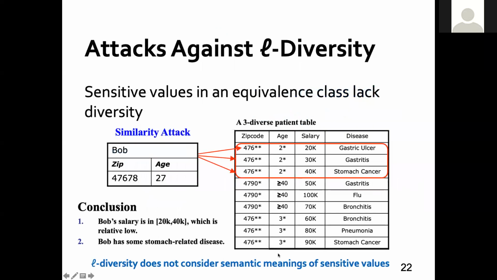L-diversity did not consider the semantic meanings of sensitive values, right? Even though these are different values, the semantic meanings are very similar compared with flu. They are all stomach-related diseases, okay? So in that case, there's still some problem here, but L-diversity does not protect against that.